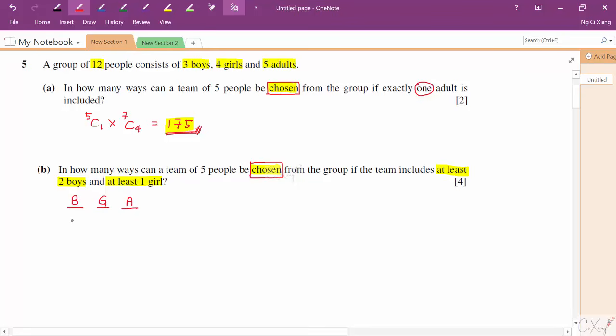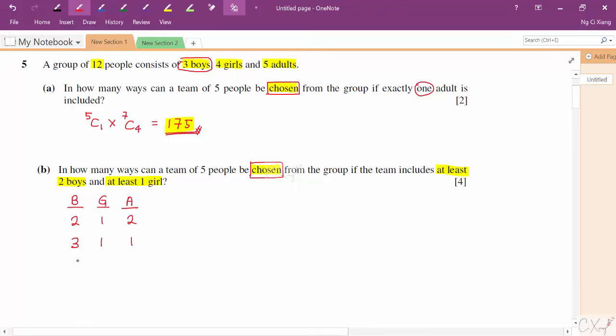So we have boy, girl, and adult. The first basic restriction is at least 2 boys. So let's say we have 2 boys, 1 girl, and 2 adults. This is the first case. We might also have 3 boys, 1 girl with 1 adult, which also fulfills the restriction. Is it possible to have 4 boys in the group? It is impossible because the maximum is only 3 boys.